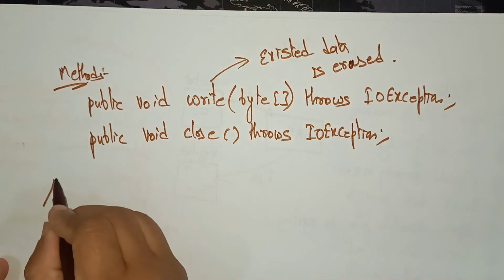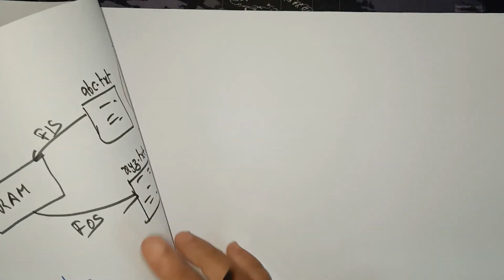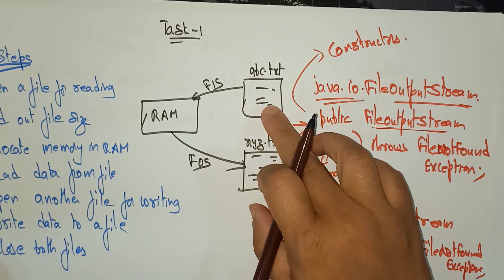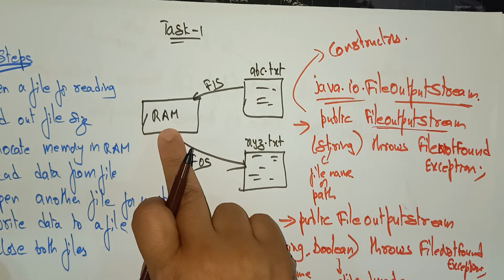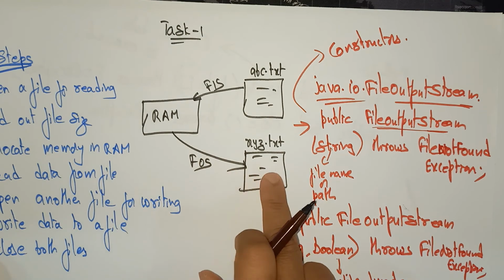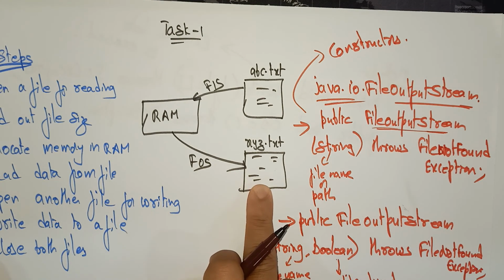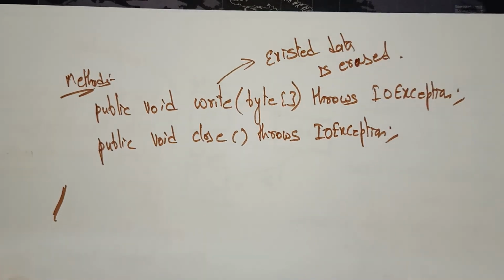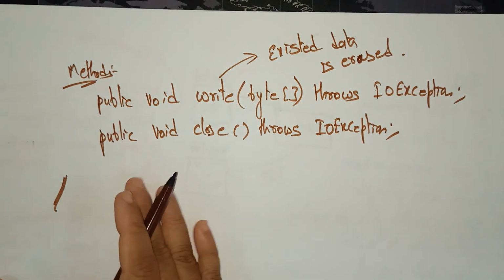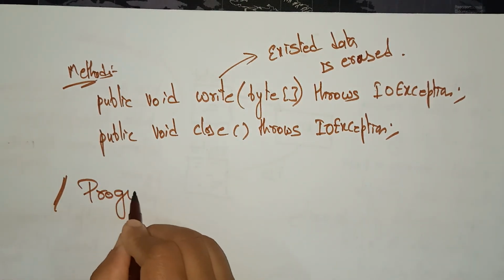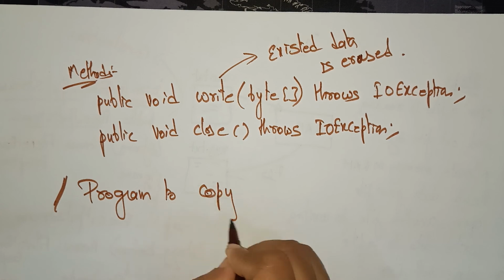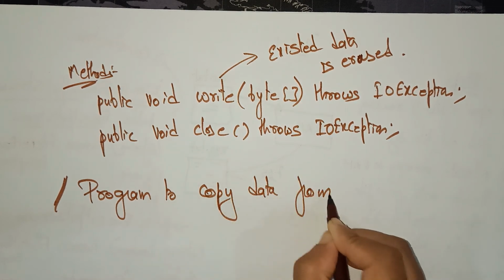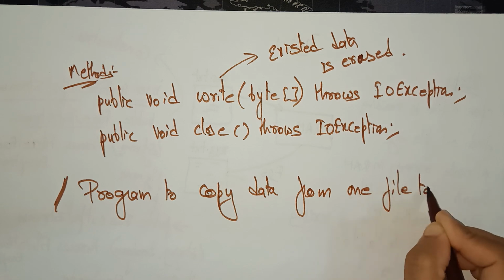In the next video, I am going to explain this task. What is this task doing? A program to copy data from one file to another file. Here the data that is present in abc.txt, I am reading and placing in RAM, and that data is going to be written to another file. That means copying the data from one file to another file. In the next video, I'll explain a program following these steps. So what is the program? A program to copy data from one file to another file.